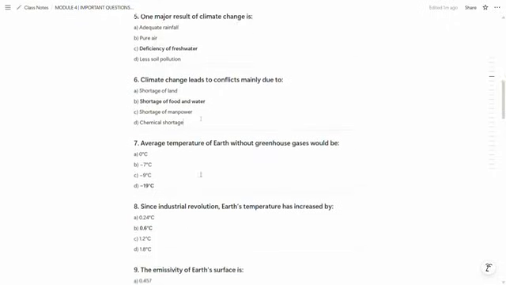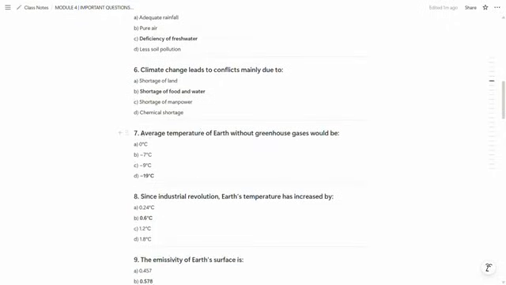So B is the correct one. Now the next question is average temperature of earth without greenhouse gases would be minus 19 degrees Celsius. So D is the correct one. Since industrial revolution, Earth's temperature has increased by 0.6 degrees Celsius. So B is the correct answer.